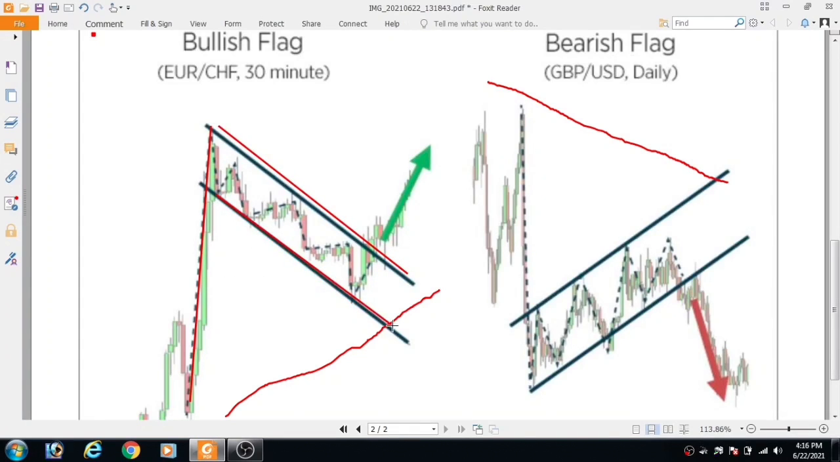Way to take entry, I will explain through an example in TradingView. I will explain you how you can take entry watching this type of flag patterns. You will know everything about it in TradingView. Just keep watching the video.